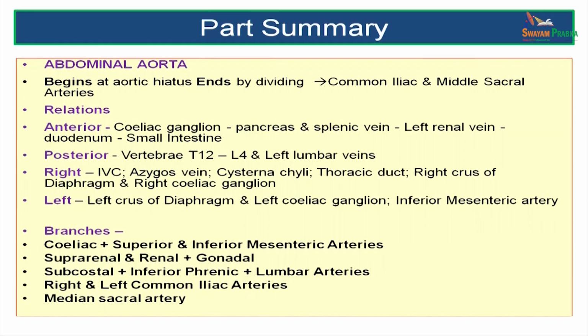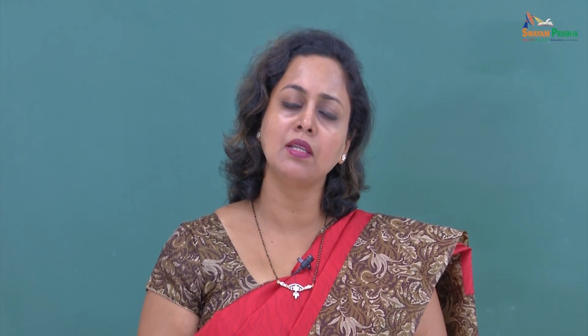We also studied the branches of the abdominal aorta: the anterior unpaired visceral branches, the celiac artery, superior mesenteric and inferior mesenteric; then the lateral paired visceral branches like the suprarenal, the renal and the gonadal; and the posterolateral paired body wall branches which include the lumbar arteries, inferior phrenic and the subcostal arteries. Not to forget, it also gives the 2 terminal branches, the 2 common iliac arteries as well as the median sacral artery.